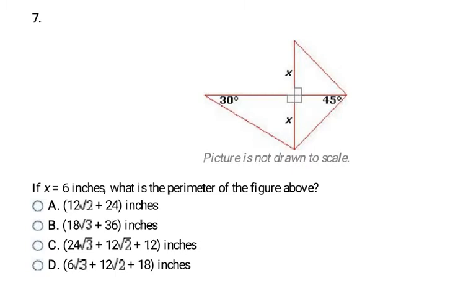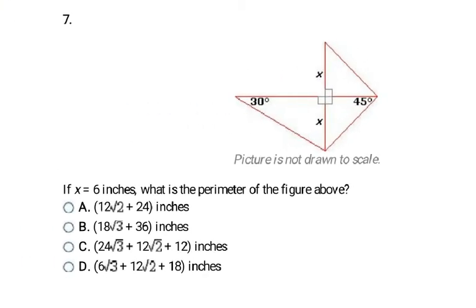Okay, this question here is combining a 30, 60, 90 triangle and a 45, 45, 90 triangle. So if I got this question on a test, the first thing I would do is copy this figure down so that I can start labeling things like I'm going to do on the screen. So first thing is I know x is 6. So I'm going to put 6 here by x so that I know that that's a 6.